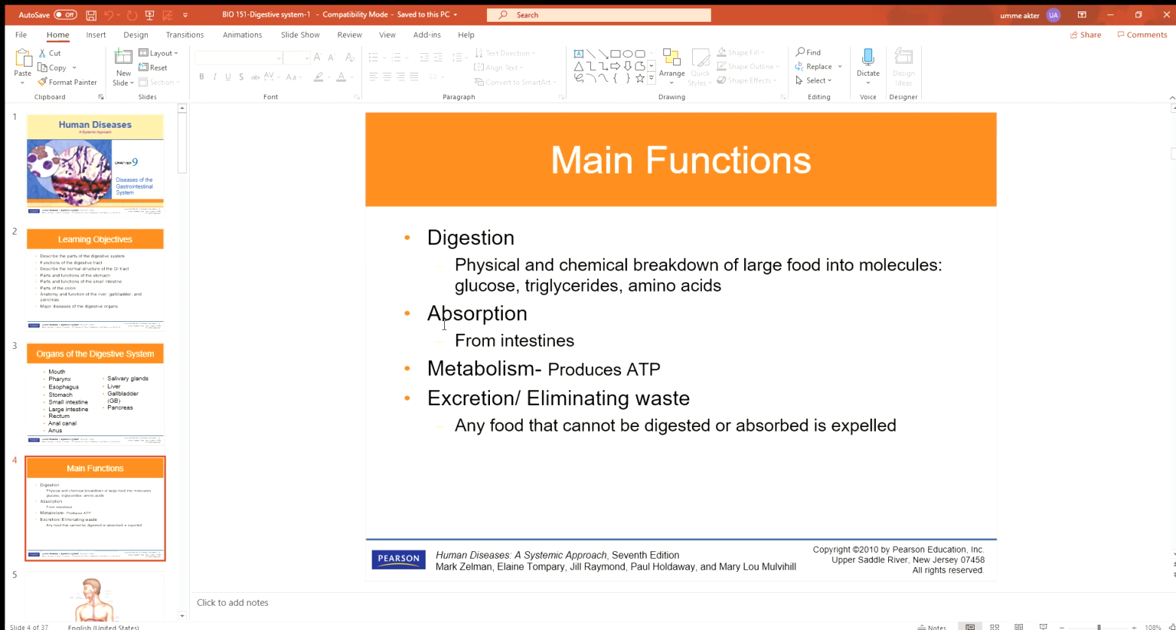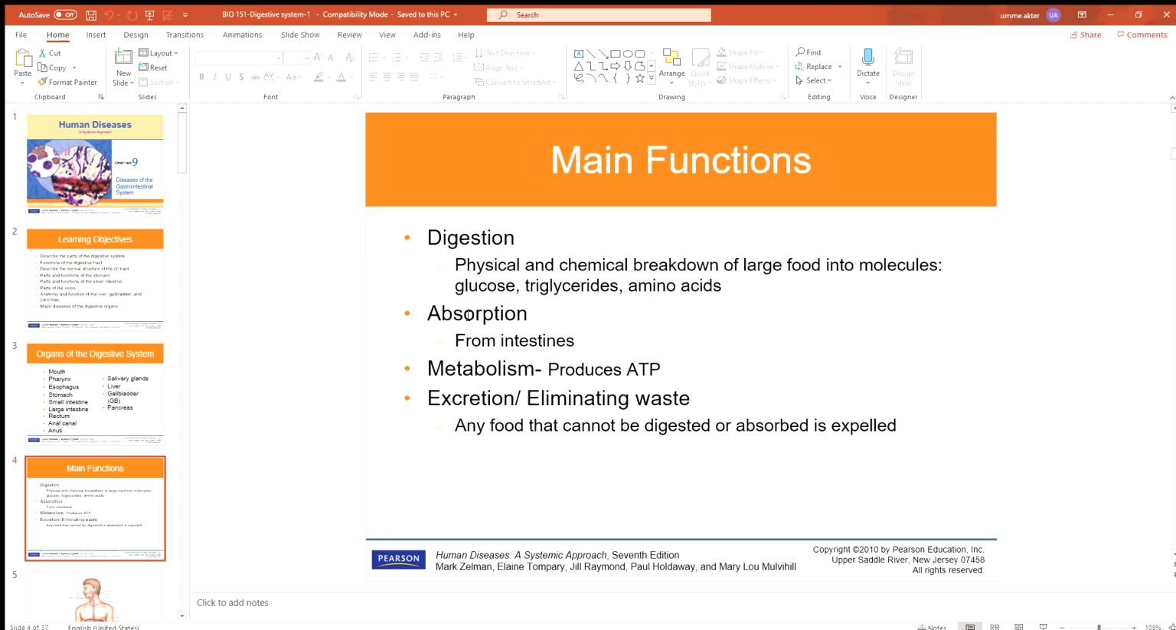Then the next process or function is absorption. What is absorption? After digestion occurs, after the breakdown of food occurs, these small food molecules, which are called nutrients, are taken into the blood from the intestine. So from the intestine, blood absorbs or takes these nutrients into it, and that process is called absorption.